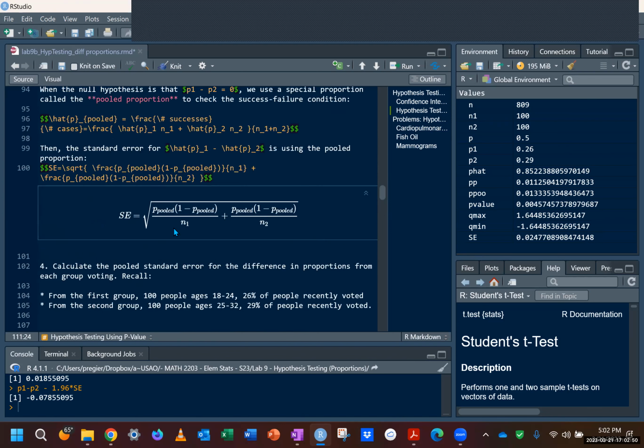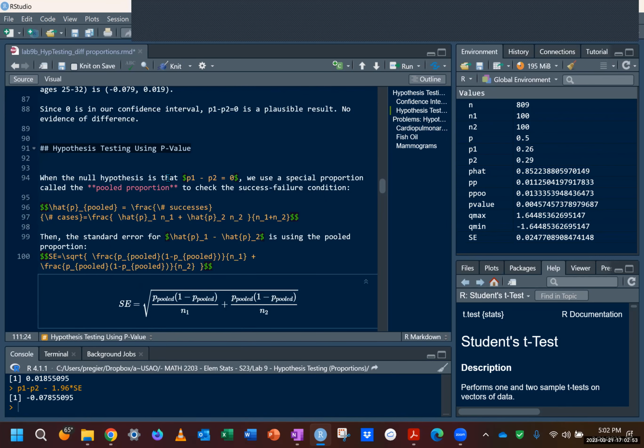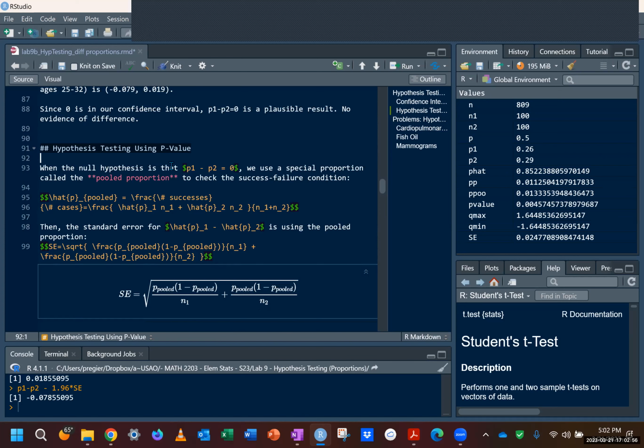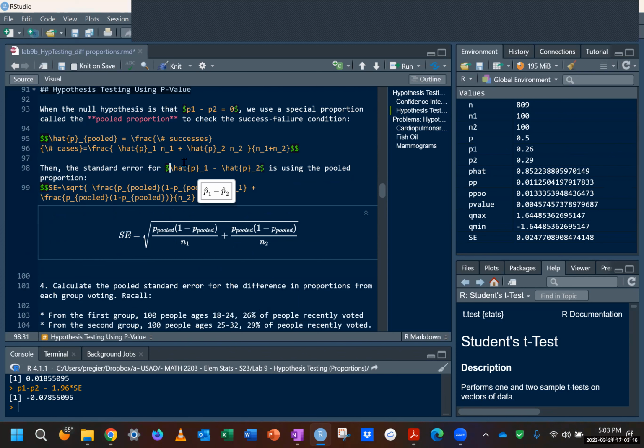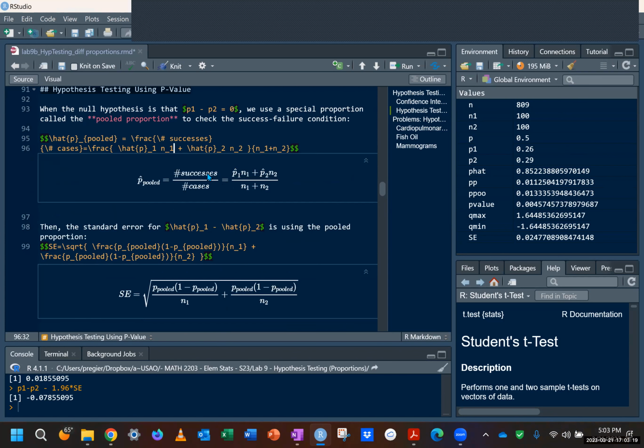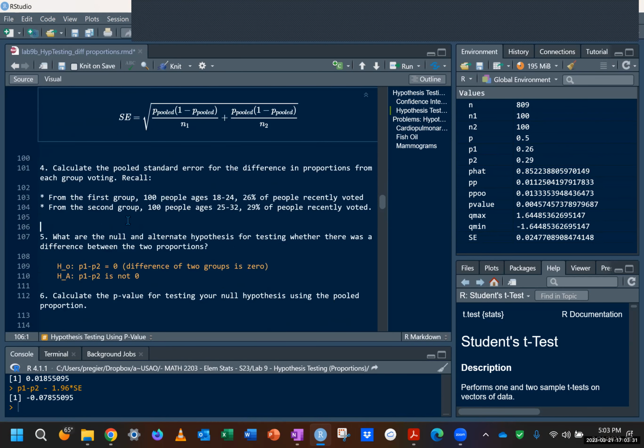So how do we go about testing this? Well, firstly, when we do a p-value, we assume the null hypothesis is true. We assume this is the case, and then we gather evidence to either reject or fail to reject it. So to do that, we actually have an updated standard error. Because these are equal, we have to calculate a standard error using all the information we have, which adds up all the successes and divides by all the number of cases to get the total proportion of the two groups. So it's called the pooled proportion. Let's first find that.